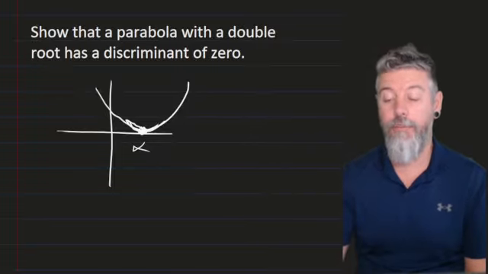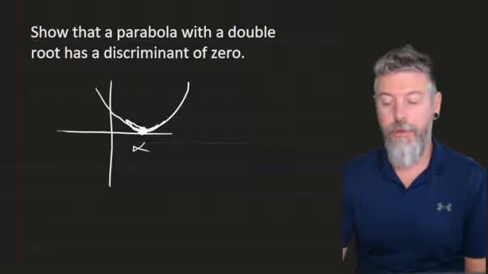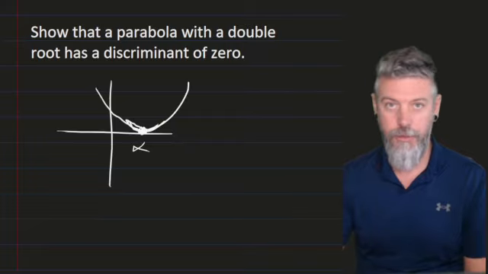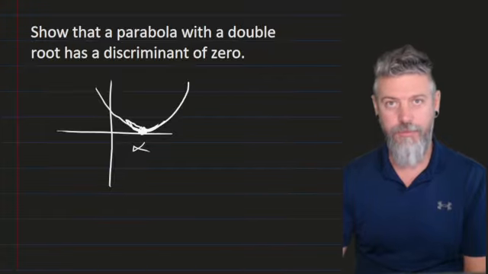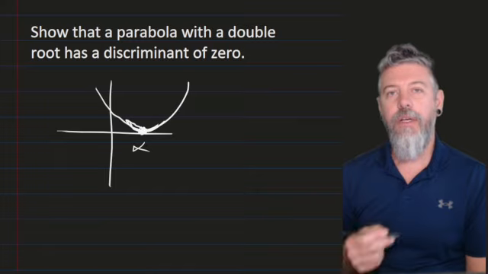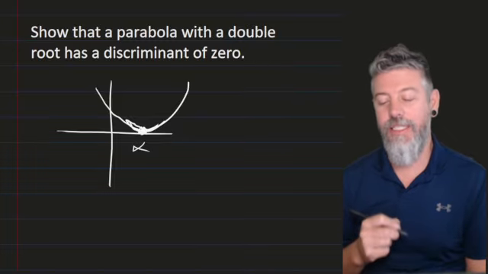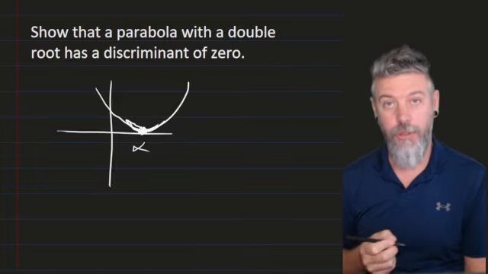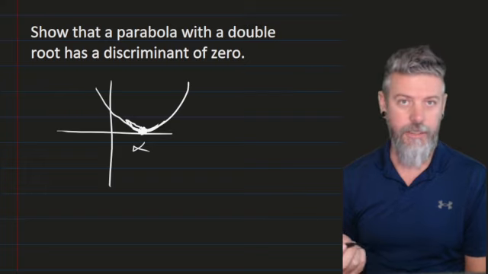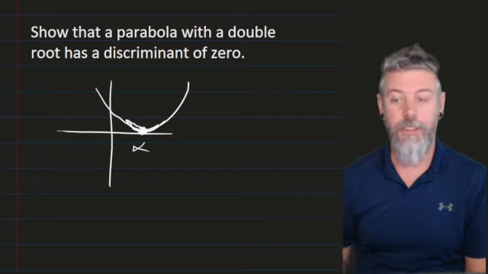So we want to try and prove or show that a parabola with this double root, where it has a 0 only at one place, has a discriminant of 0. Now, first and foremost, we should expect this. We should understand that this is definitely going to be true based on what I just said, off all of the calculations you've done in year 10.